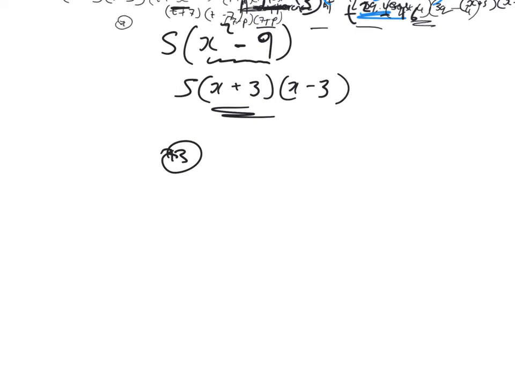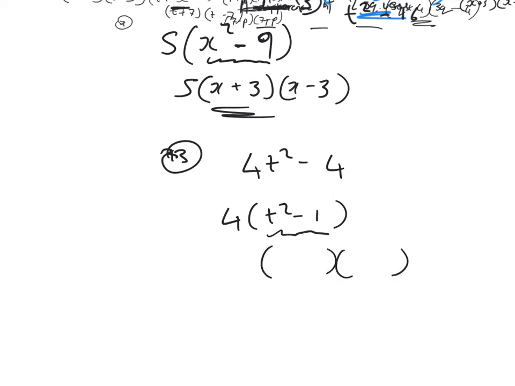Okay, example 13, let's go for 4t squared minus 4. Okay, I can take out a common factor of 4, bracket t squared minus 1. That's the difference of two squares. Bracket with a plus, bracket with a minus, square root of t squared is t, square root of 1 is 1, but remember there's a 4 at the front.